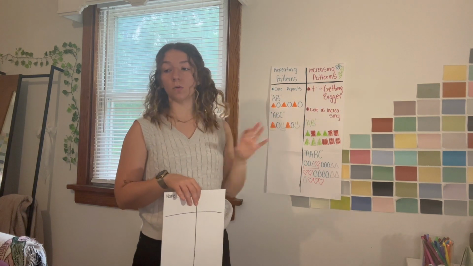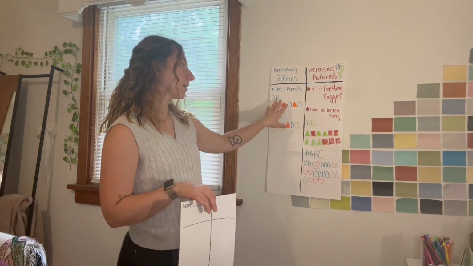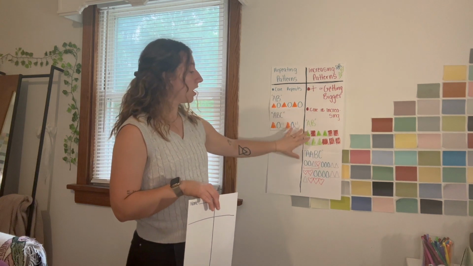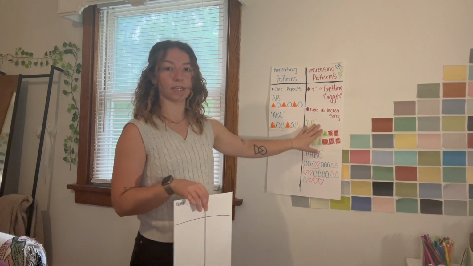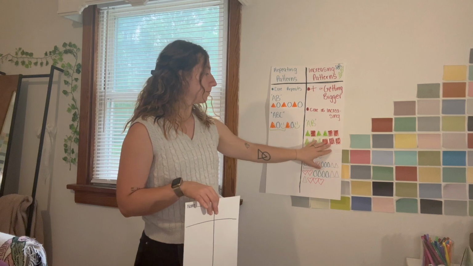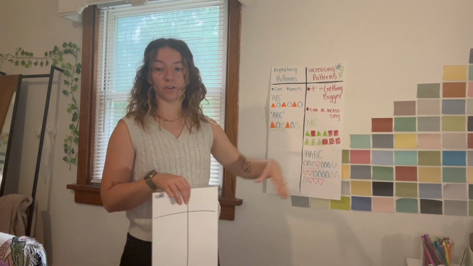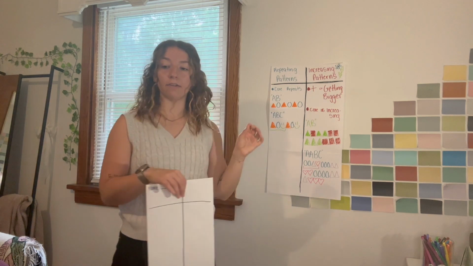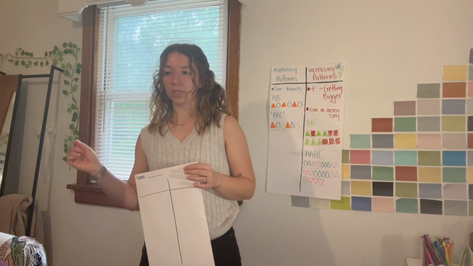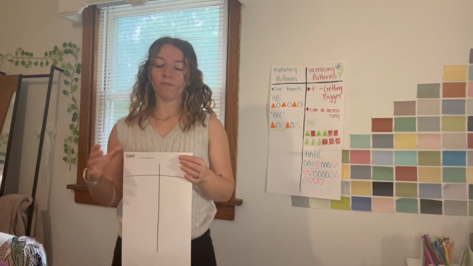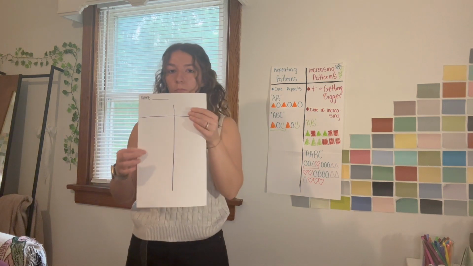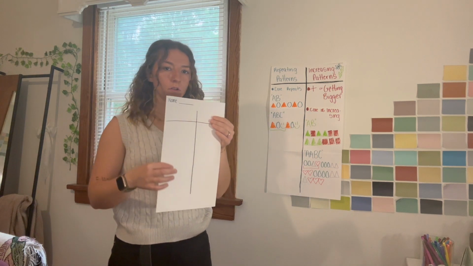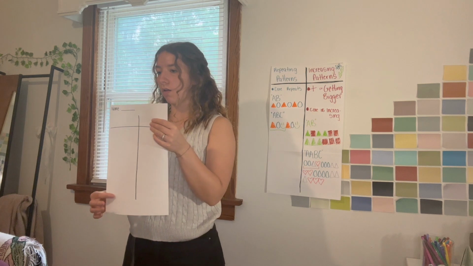Now, I'm not going to tell you which one it is, and I'm not going to give you the core. You're just going to see the pattern, just like right here on this T-chart. You're going to have to look at it and identify, is this a repeating pattern or an increasing pattern? Now, if it is a repeating pattern, you're going to draw it over here in the repeating pattern column.